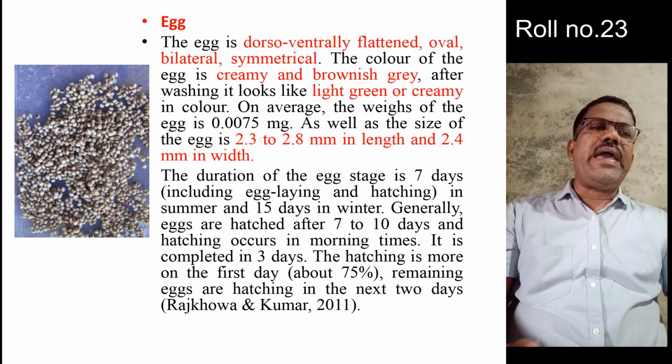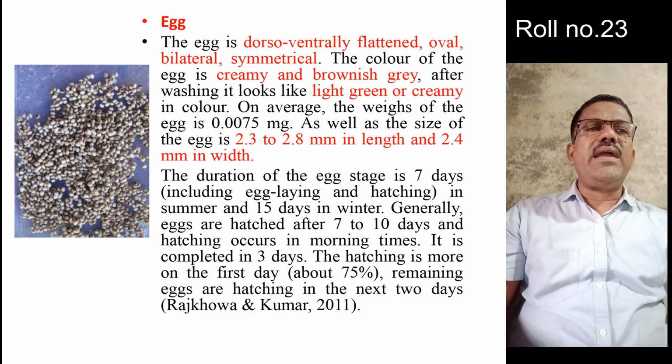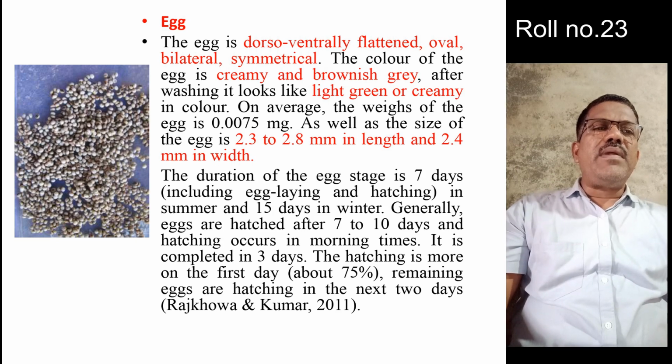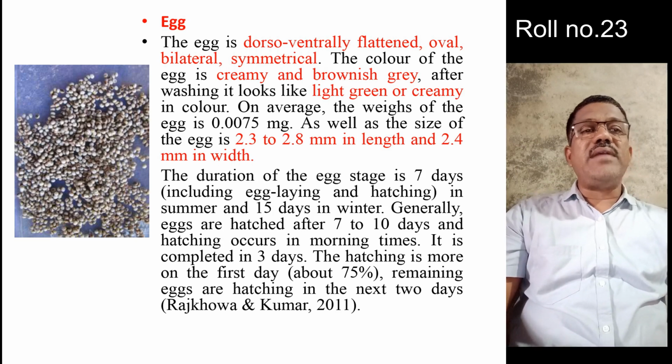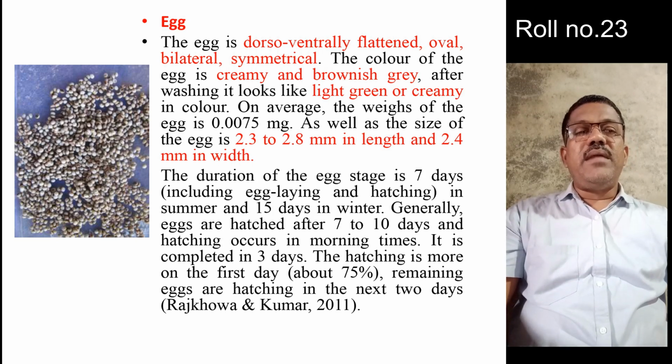The duration of the egg stage is 7 days in summer, including egg laying to hatching, and 15 days in winter. Generally, eggs hatch after 7 to 10 days and hatching occurs in the early morning. It is completed in 3 days. Hatching is highest on the first day, about 70 to 80%. The remaining eggs hatch in the next 2 days.